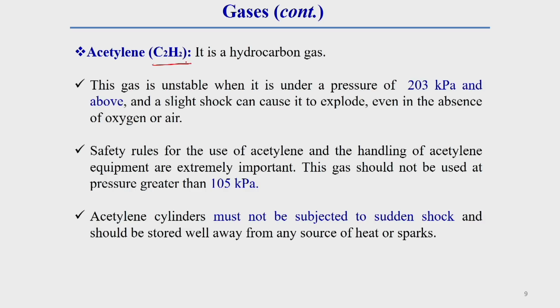The chemical formula of acetylene gas is C2H2. It is a hydrocarbon. Always keep in mind that this gas is very unstable when it is used under a pressure of 203 kPa or above. That means if acetylene gas is used above a pressure of 203 kilopascal, a slight shock can cause it to explode. That is why an explosion can happen when the pressure is above or equal to 203 kPa.